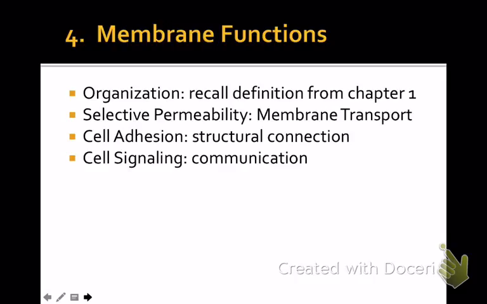Selective permeability has to do with allowing stuff to come in or go out of a cell. Cells control what comes in and goes out. And we'll look at those processes in lecture today, even though I know you covered them in lab.